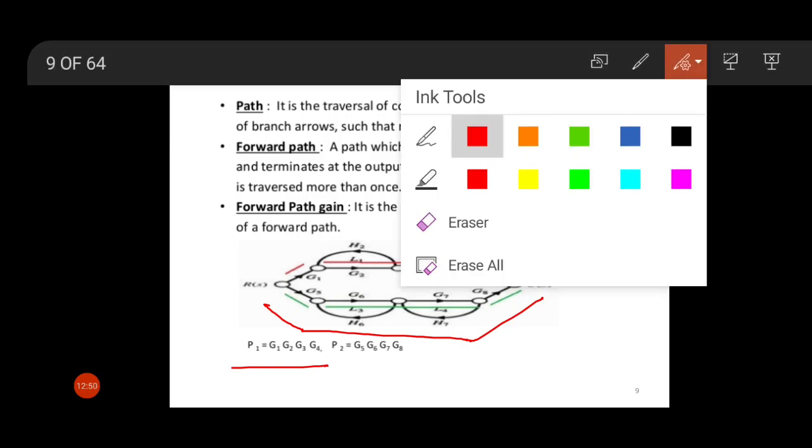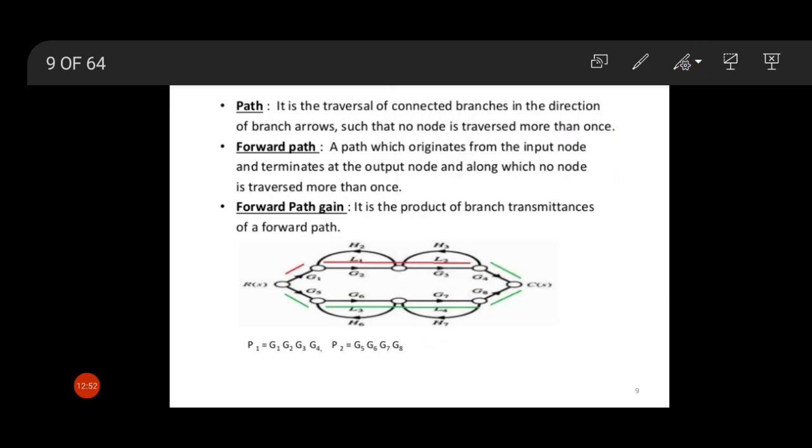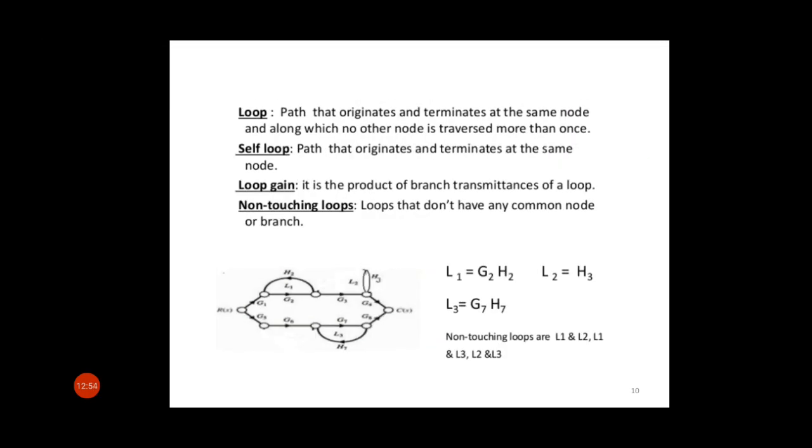Next, come to the next term, loop. So what is loop? Loop is the path that originates and terminates at the same node, and along which no other node is traversed more than once.